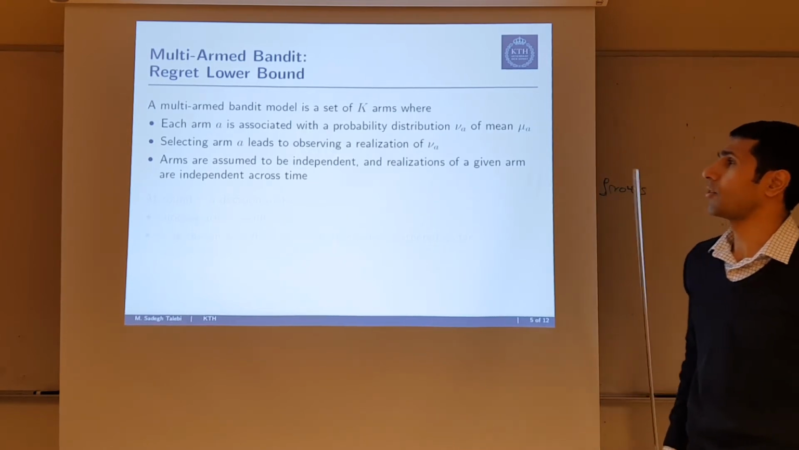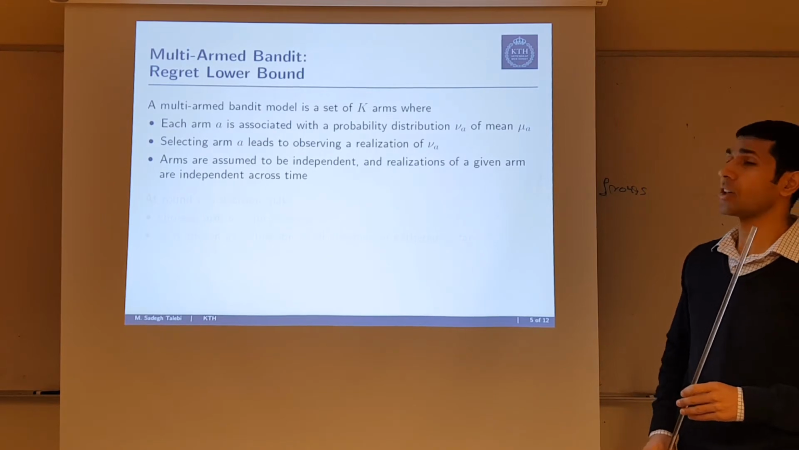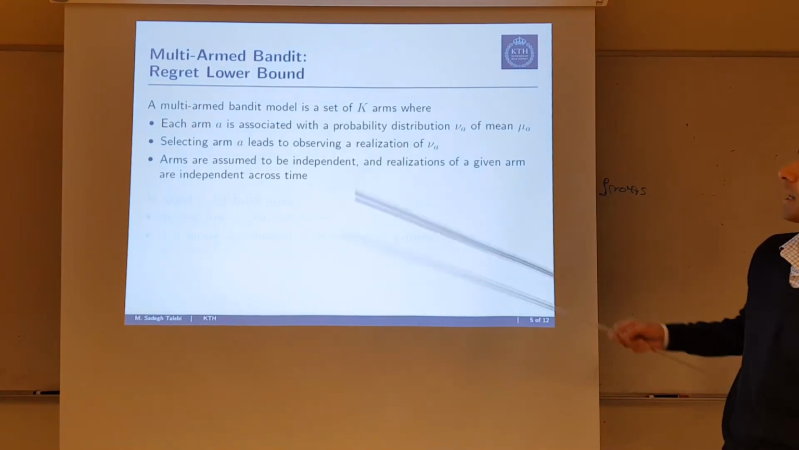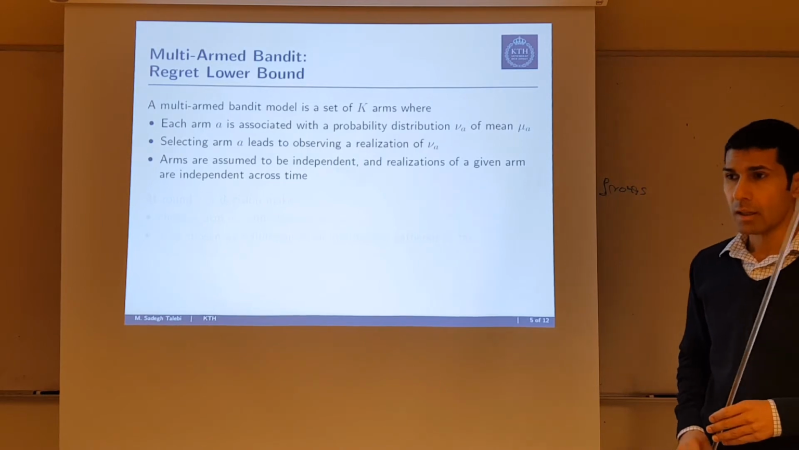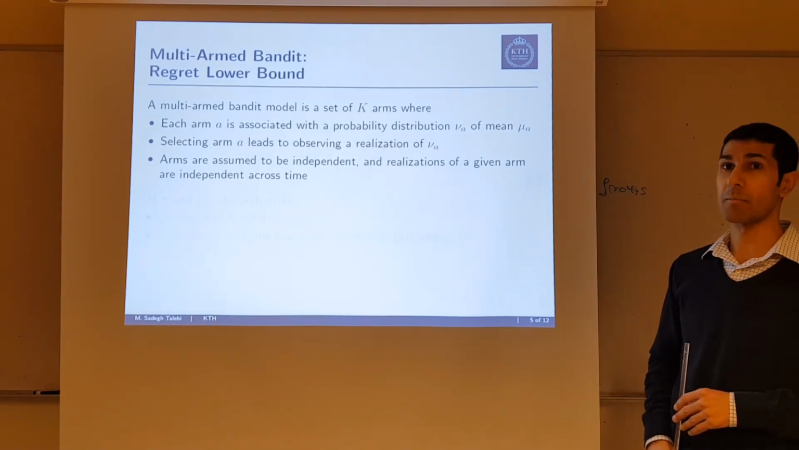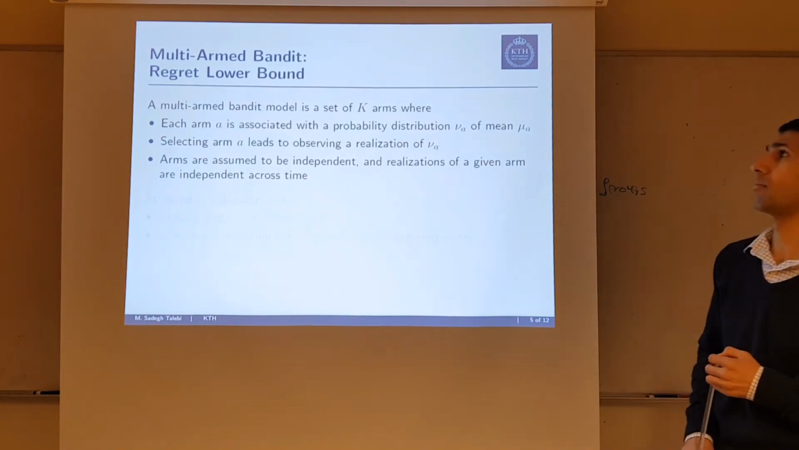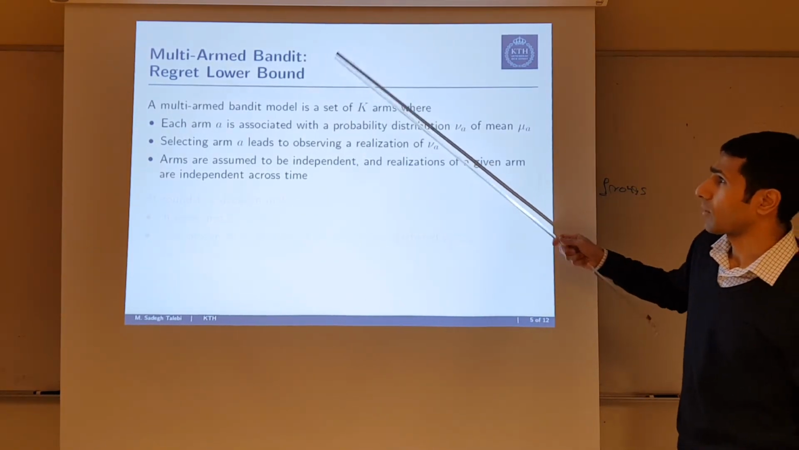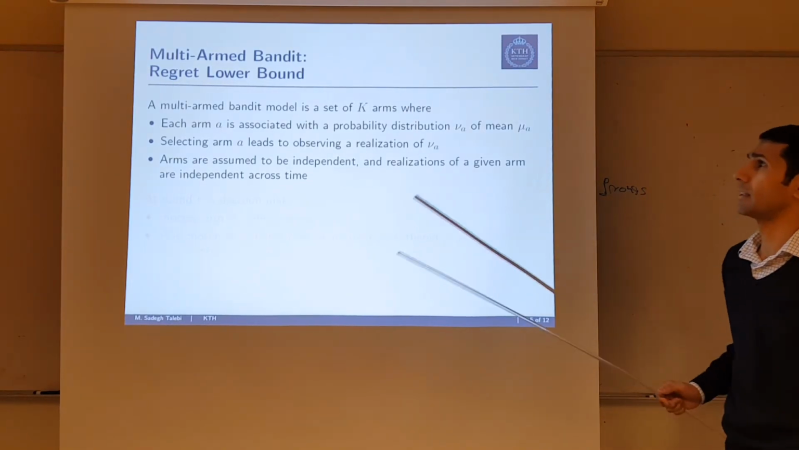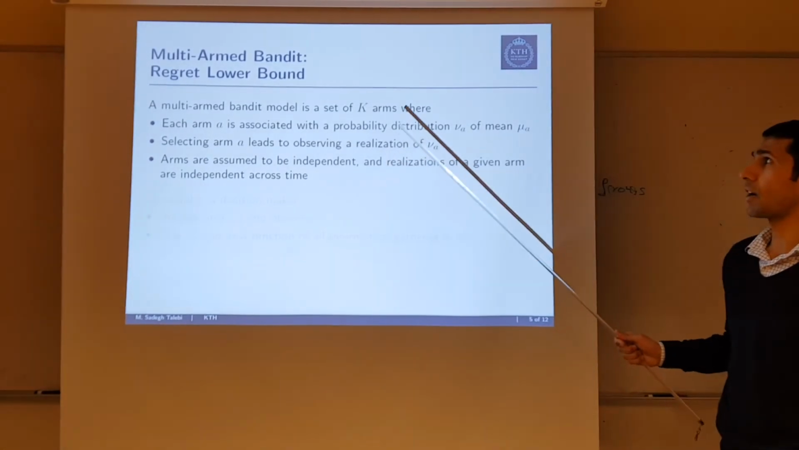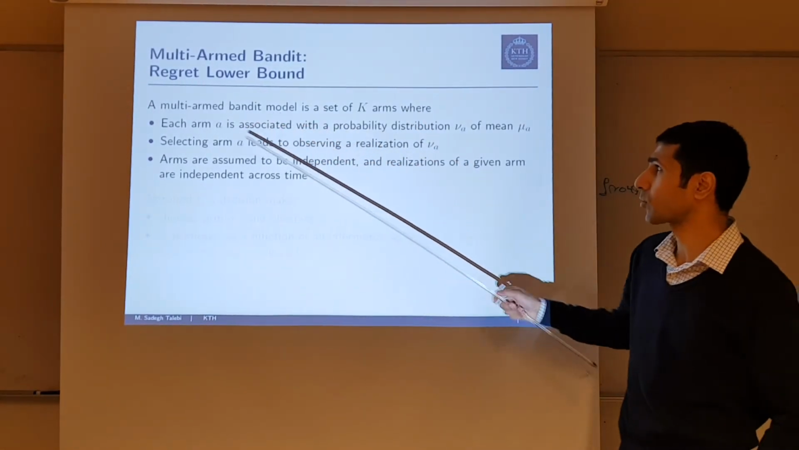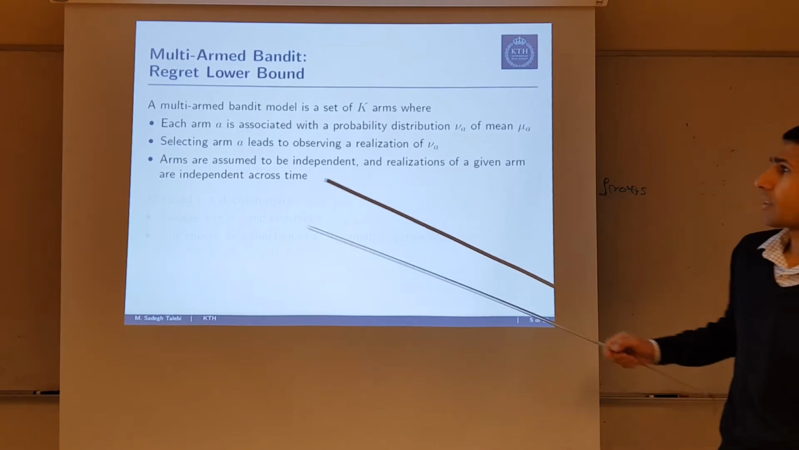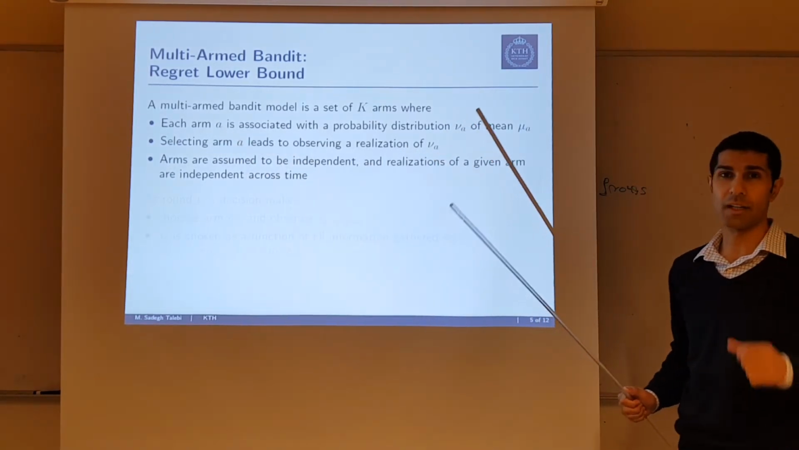So the previous online decision-making setup is very general. In the sequel, we would like to consider two specific sequential decision-making problems. The first one is the multi-arm bandit in the stochastic setting. The second one is the more general class of reinforcement learning, but in a sense these two are limited cases of the general decision-making setup. The first one to start with is the stochastic multi-arm bandit. The model, in line with what we presented so far, is a set of K arms or K distributions, where each arm A is associated with a probability distribution nu of A, whose mean is mu of A. When you select an arm A, this leads to observing a realization from this distribution.